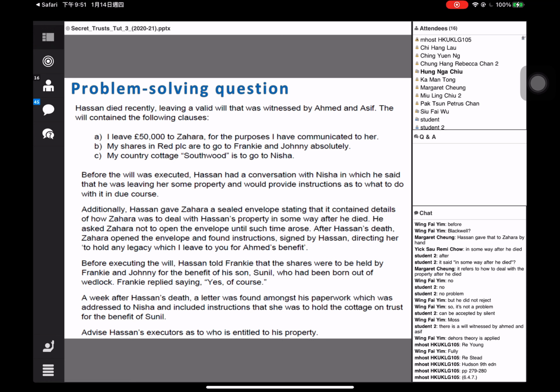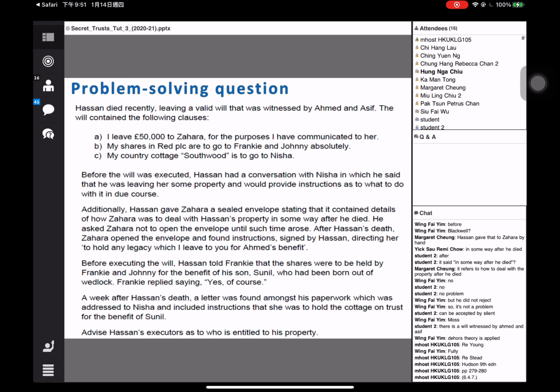Because Hassan, although he's communicated the secret trust and the terms of the secret trust to Frankie, has not communicated them to Johnny. So the question then becomes, is Johnny bound by the trust? Now, it seems Frankie and Johnny take this property as joint tenants because there's no suggestion of severance, no words of severance, so they're taking the property as joint tenants.